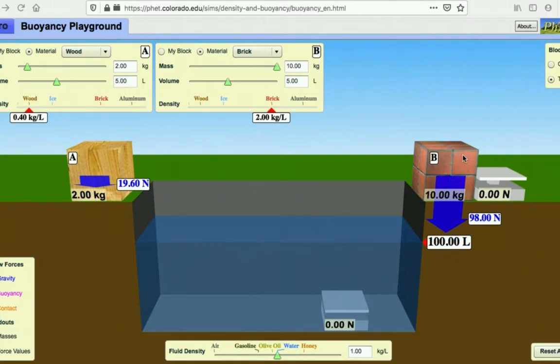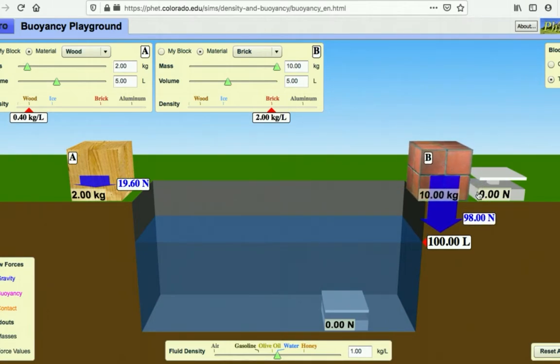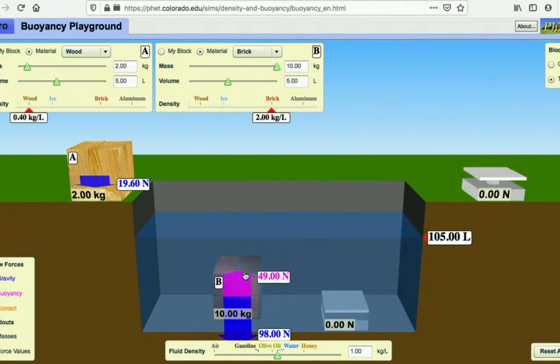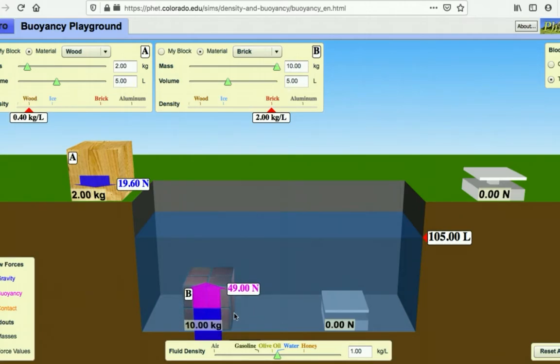Okay, let's consider what happens when I change some of the properties of the fluid. Let's start with the brick. I have the brick and the block, and they both have the same volume again, so they're both 5 liters. If I completely submerge the brick in the fluid, it displaces 5 liters of the fluid, and the buoyancy force is 49 newtons, and the weight is 98 newtons, and so it sinks.